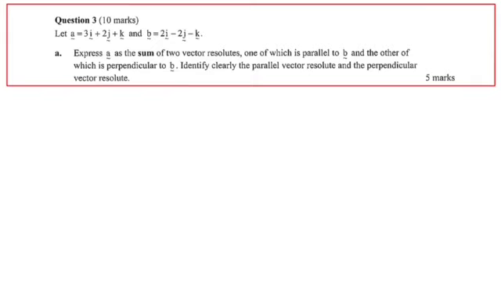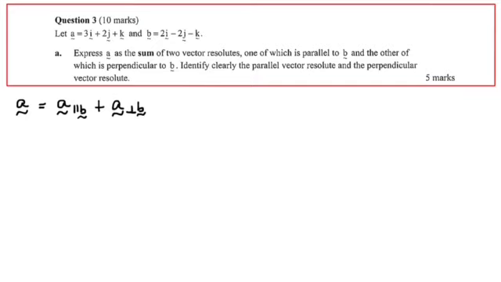Alright, question 3. We've got some vectors now, vector A and vector B, and for part A, we've got to express A as the sum of 2 vector resolutes, one of which is parallel to B, and the other of which is perpendicular to B. And we have to identify clearly the parallel vector resolute and the perpendicular vector resolute. Well, very straightforward, and it's worth 5 marks. Goodness me. How do they get 5 marks out of that? I don't know. Let's do it.